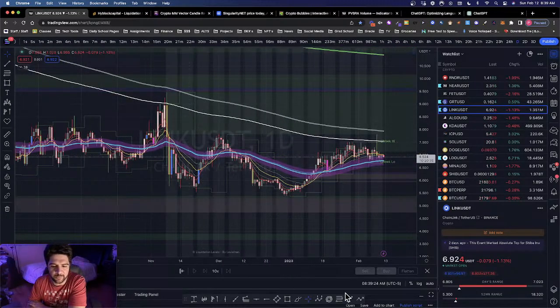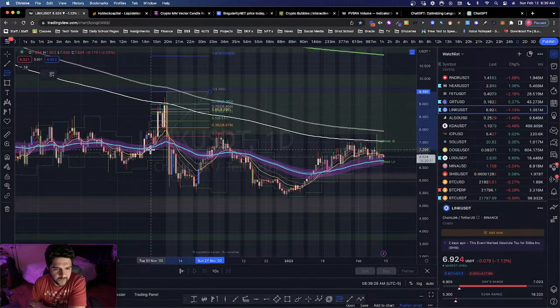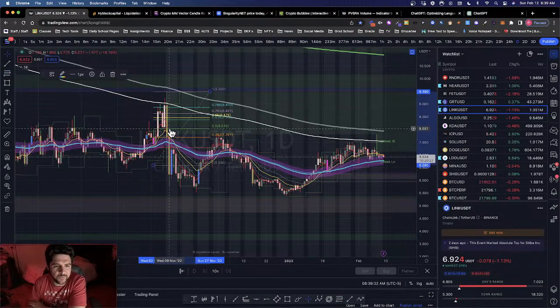Let's take a look at Link. How much of the vector did they take? They only got to take 50% of that daily vector. So they narrowly missed 50% of that vector candle. So why do they need to come back up into it? In fact, right?